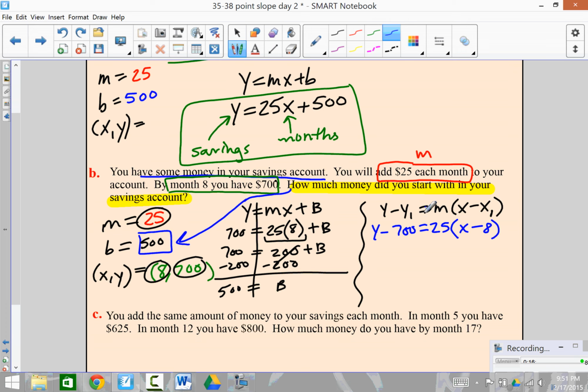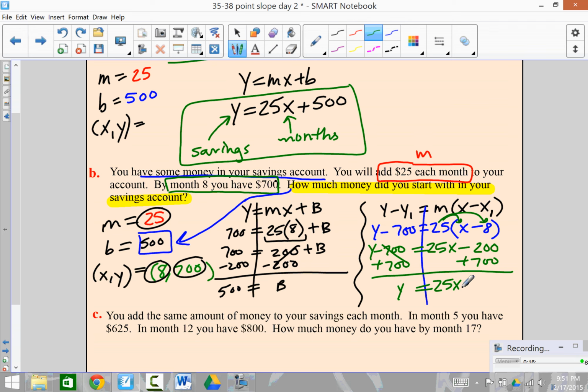Now this right here is not your answer. What we need to do is rewrite this in slope-intercept form so we can actually see what the beginning amount was. So we're going to rewrite this. Distribute the 25: 25 times x is 25x, and 25 times 8 is 200. This side I still have the same thing. I'm going to add 700 to both sides, and I'm going to end up with y equals 25x, negative 200 plus 700 is 500.